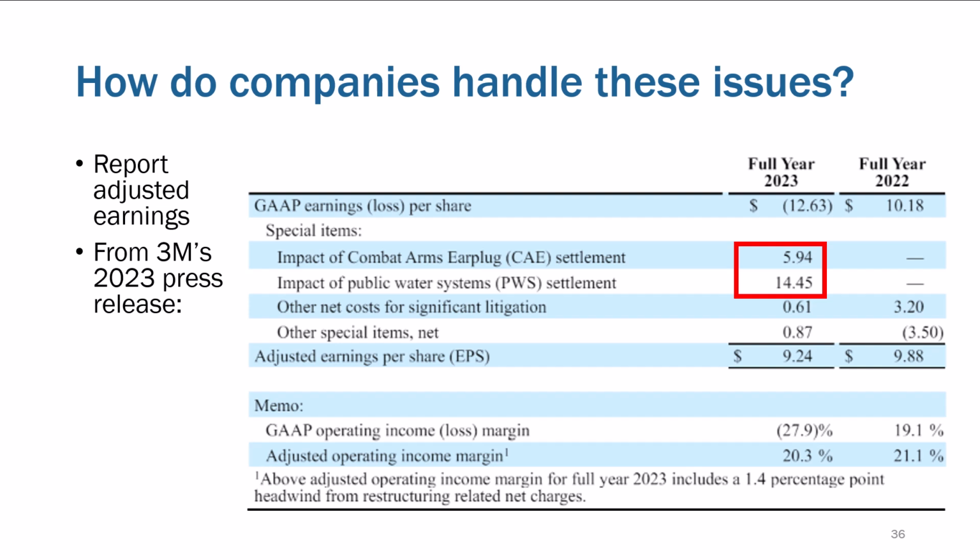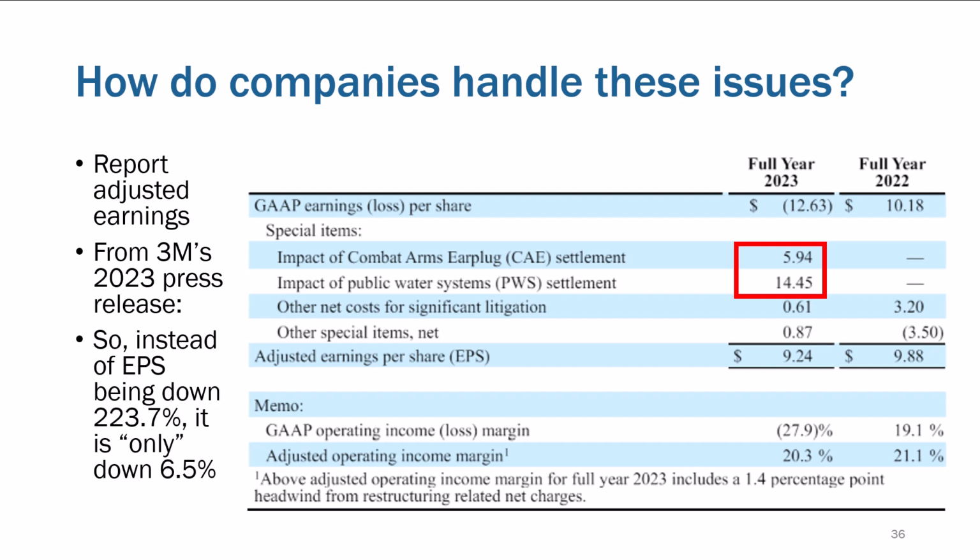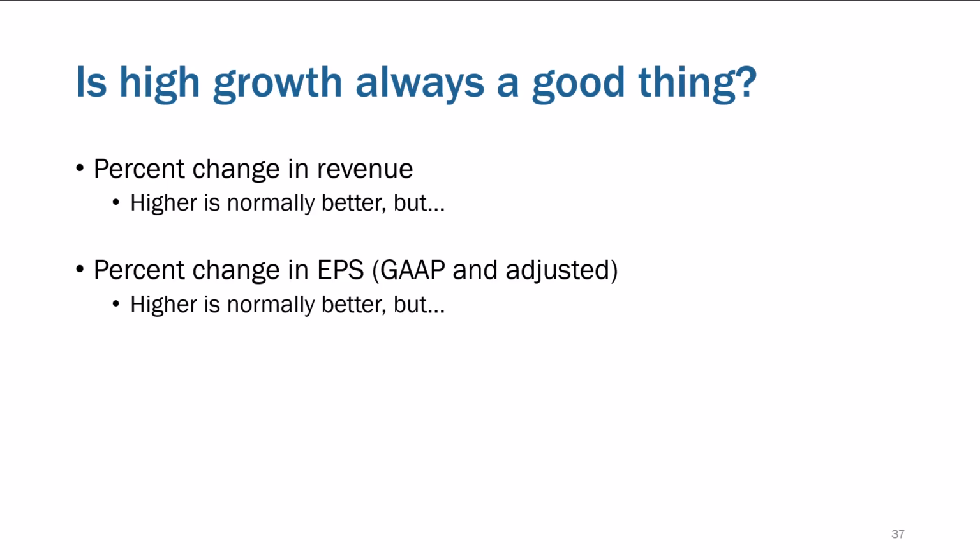So we are going to handle this by reporting GAAP earnings. You have to report GAAP earnings, but then also reporting an adjusted earnings per share that is not GAAP. But a company has some latitude in what to report there. So instead of earnings per share being down over 200%, it is only down 6%.